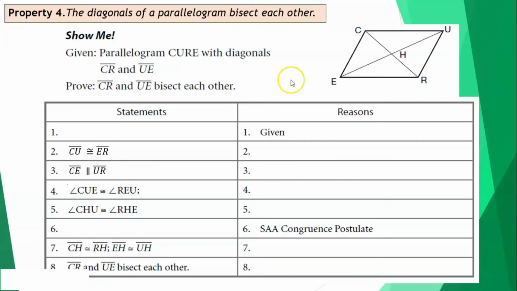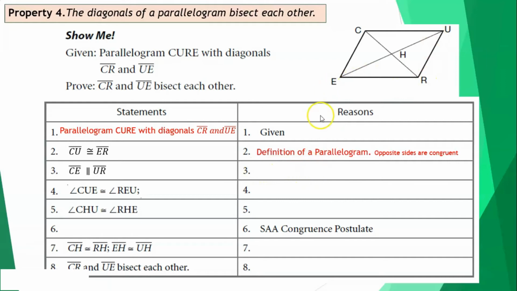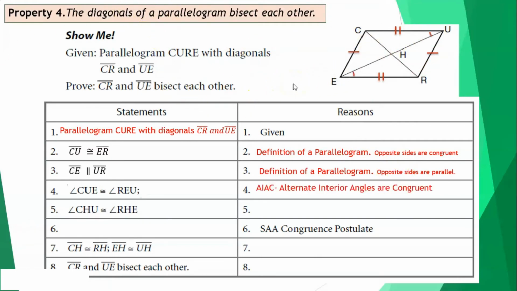Okay, next. We have here parallelogram CURE, with diagonals CR and UE. So prove that CR and UE bisect each other. So take note, we have one given. So that would be this one. So take note, CU and ER are congruent because opposite sides of parallelograms are congruent. And mark it. So CE is parallel to UR. So still, that's the definition of parallelogram: opposite sides are parallel. Another.